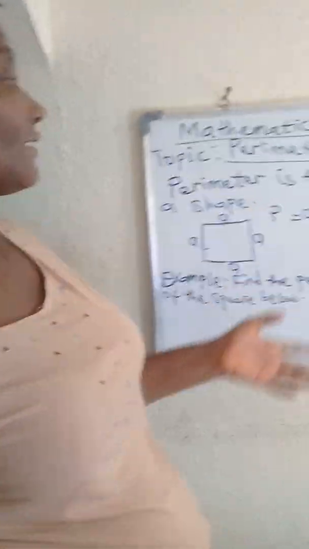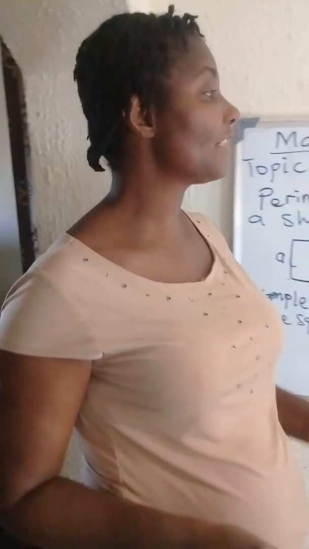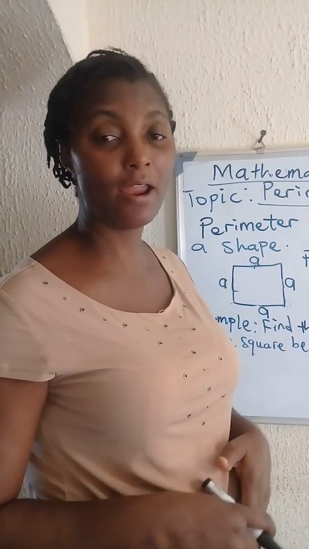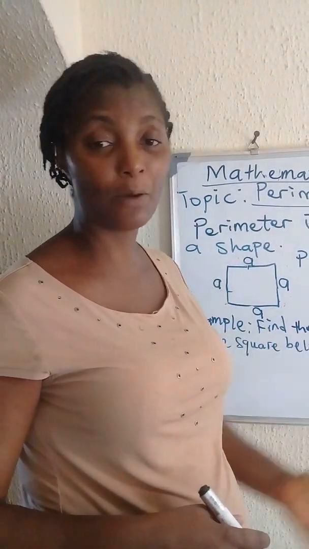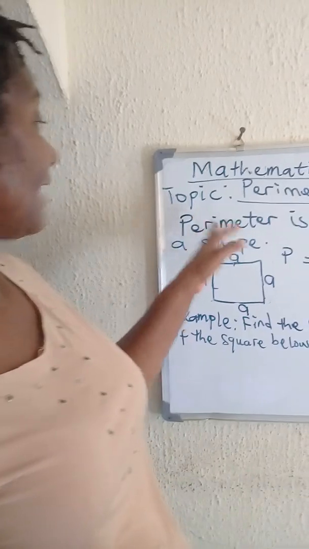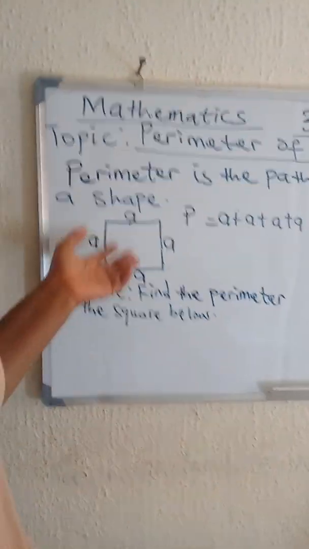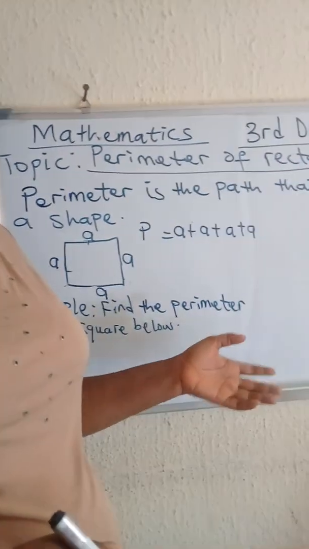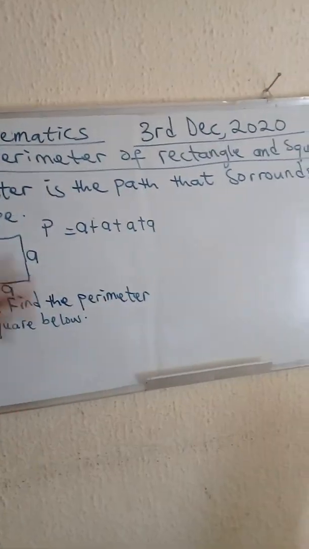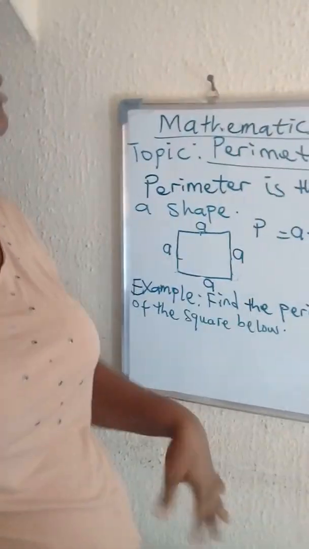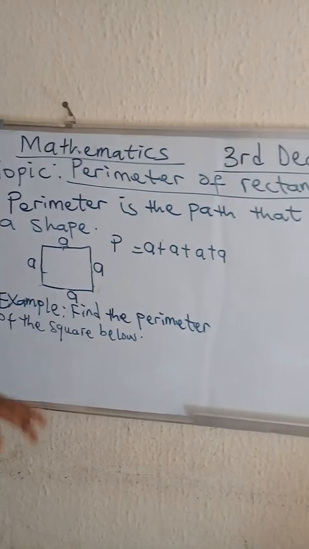So I told you that our topic for today is perimeter of rectangle and square, and we're supposed to also treat triangle. We are going to do that one tomorrow. Now I told you that perimeter is the part that surrounds a shape, and I've given you some of the shapes. We have square, rectangle, triangle, circle, and so on. So today we're focusing on rectangle and square.